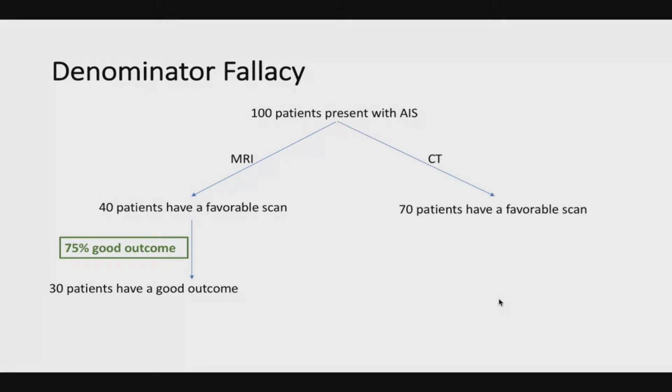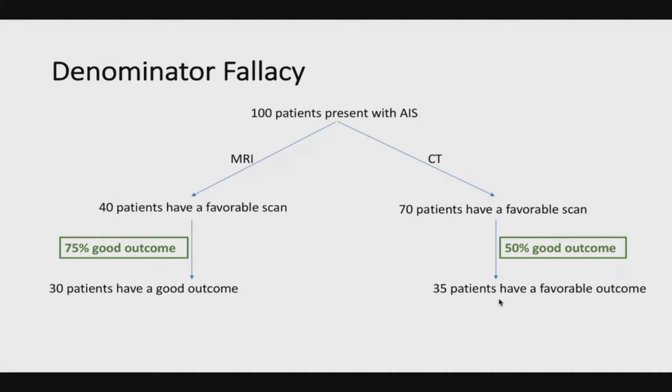Okay, out of the 100, we are able to identify 70 patients who have a favorable scan, because CT is not as sensitive as MRI. So we will be able to find more patients. Okay, so if we treat 70 patients, and let's say the percentage of good outcome was 50%, so we were able to have 35 patients with favorable outcome.